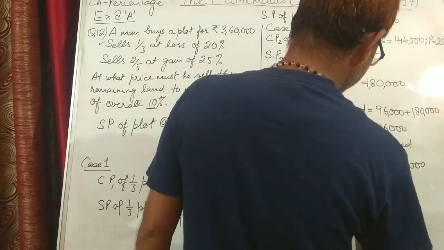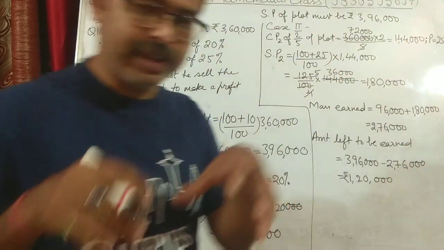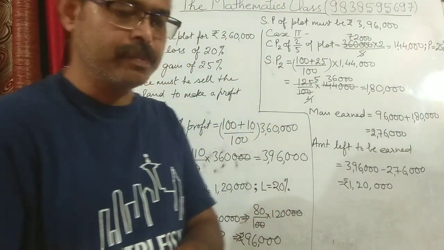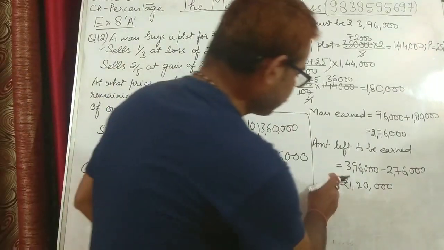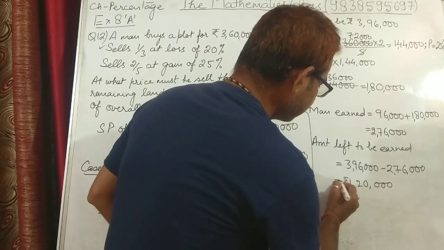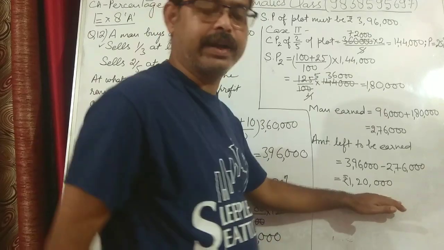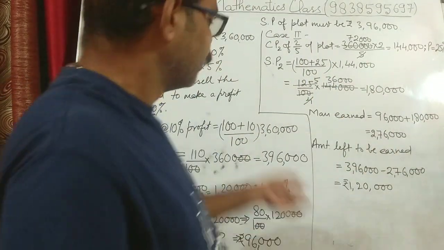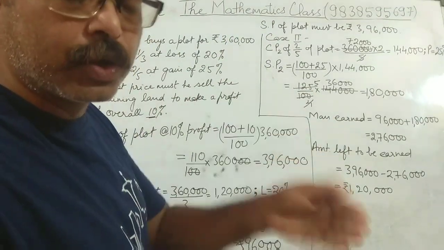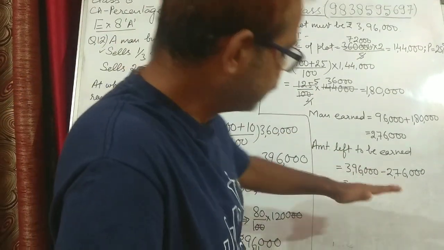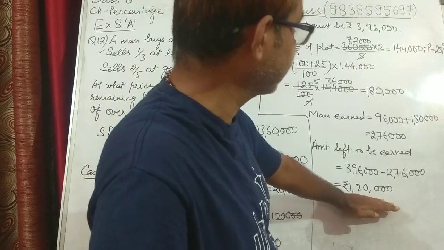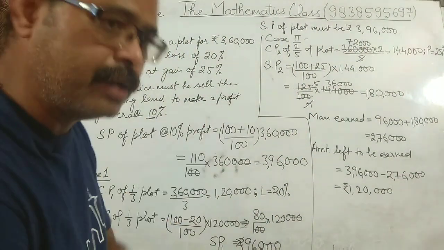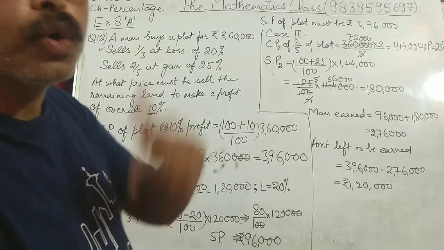1,20,000. It means whatever amount of land is left with him, we are not bothered how much is left now, if he sells it for rupees 1,20,000, he will make a profit of 10% on the overall transaction.